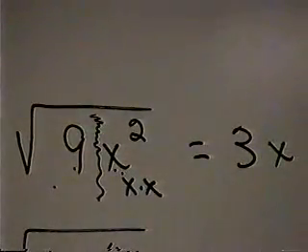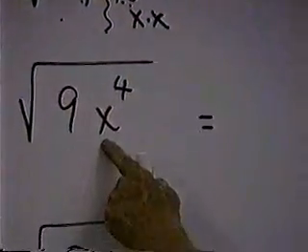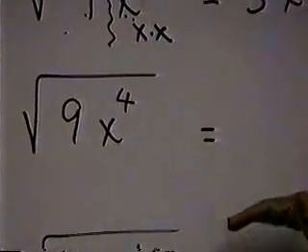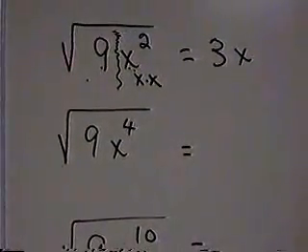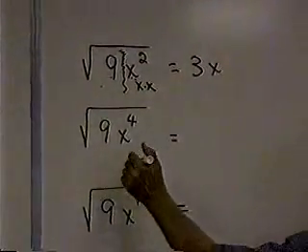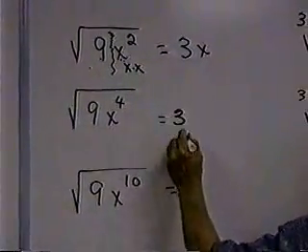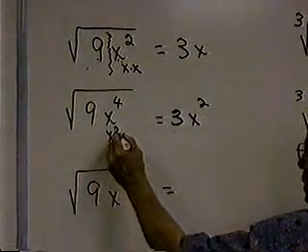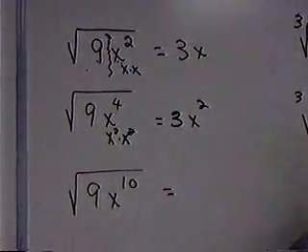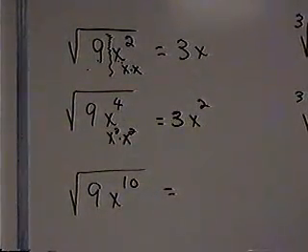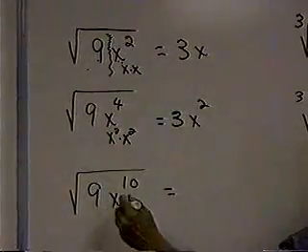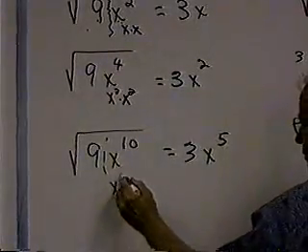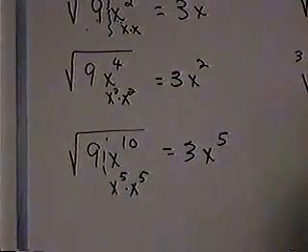Now then, next one, I want you to look at all three of these. I have three problems here with this 9 and x. I want you to look at all three at the same time. Do the numbers. Square root of 9 is 3. Square root of x to the 4th is x squared, because that would be x squared times x squared. Square root of the number would be 3. X to the 10th would be x to the 5th times x to the 5th.